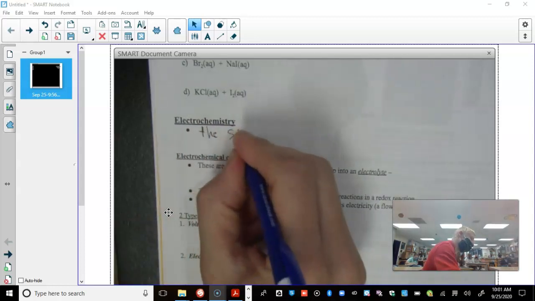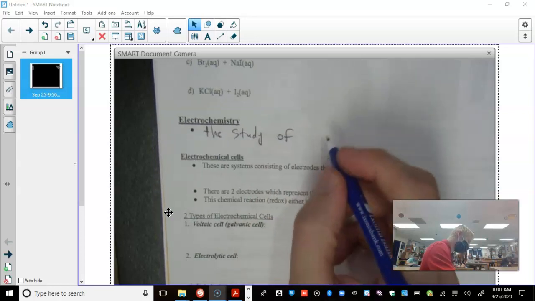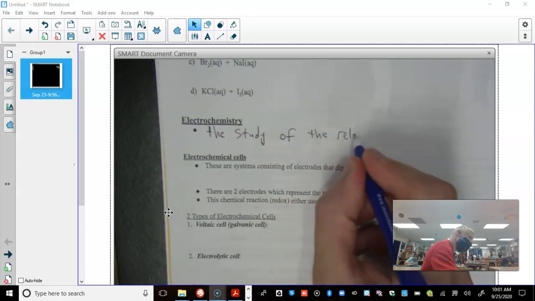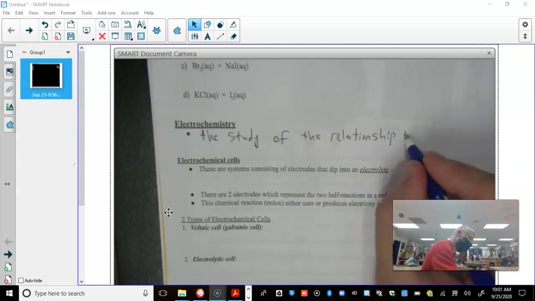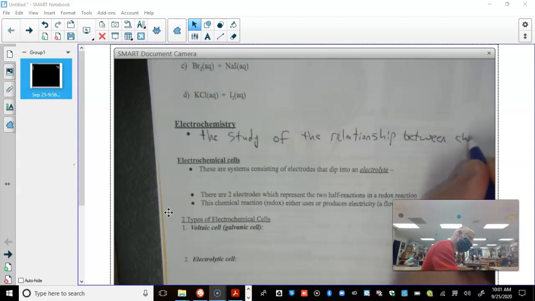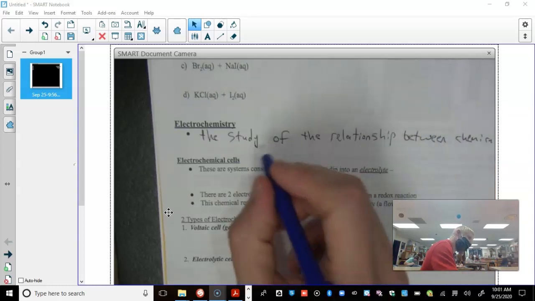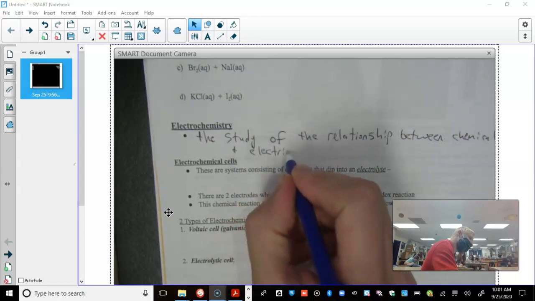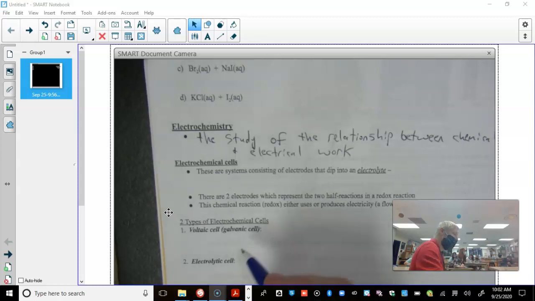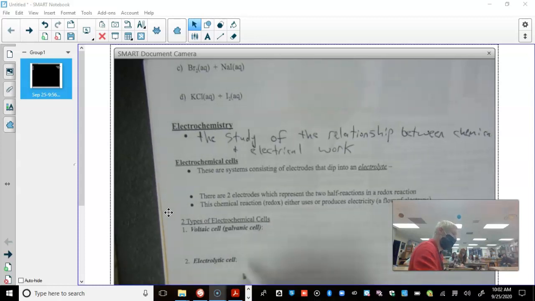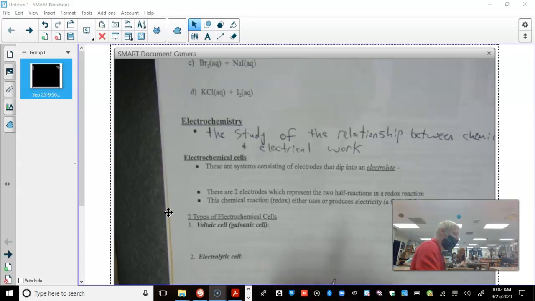Electrochemistry is the study of the relationship between chemical and electrical work. There are two big branches of electrochemistry. One, voltaic cells, which is like your typical battery, and the other is electrolytic cells, which is the reverse of how a battery operates. We'll talk about those.